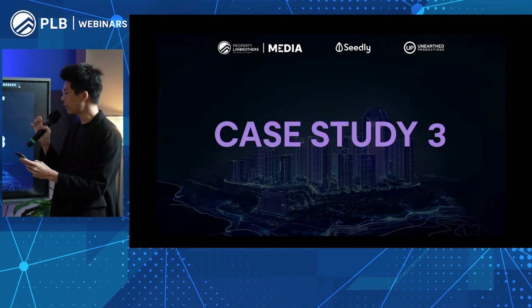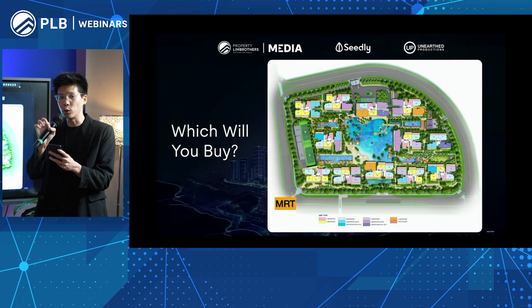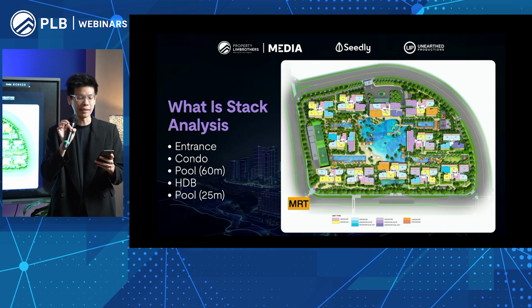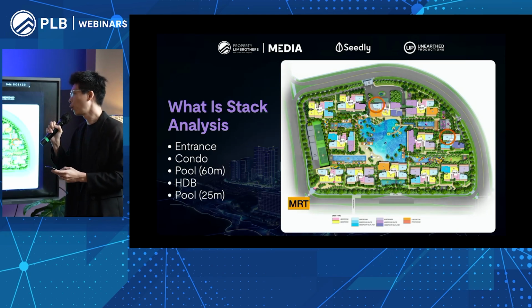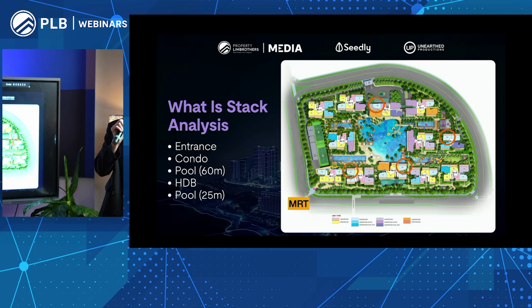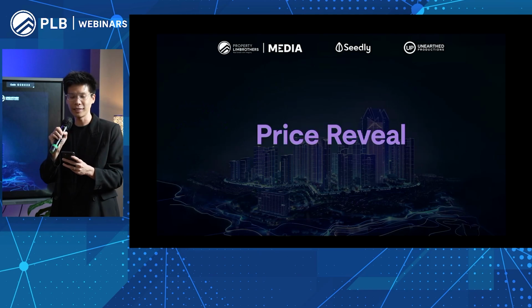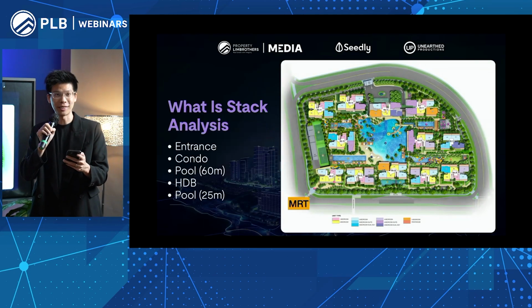So let's take a look at this case study. 904 square feet, 3-bedder. So if today we are shopping for a 3-bedder, there are 5 different facings that you can choose from: entrance, condo, pool facing, HDB facing, as well as another pool facing that is shorter in terms of tower-to-tower distance. Which one will you actually choose, right?